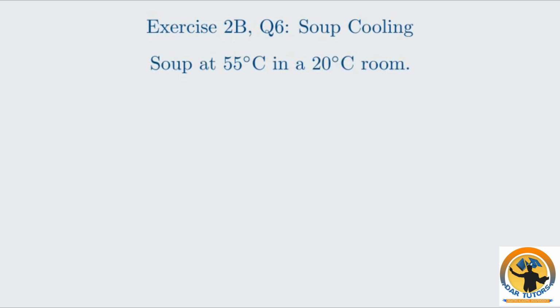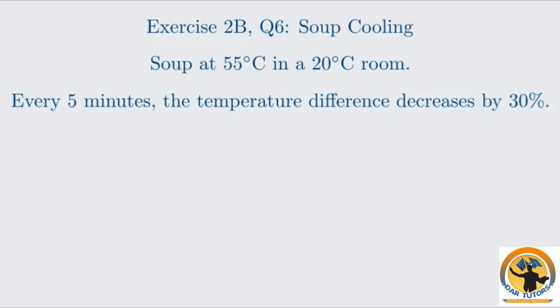Let's try another problem, Exercise 2b, Question 6. This one involves exponential decay with a percentage decrease. A bowl of soup cools in a room at 20 degrees Celsius. Every 5 minutes, the temperature difference between the soup and the room decreases by 30%. The initial soup temperature is 55 degrees. We need to find its temperature after 7 minutes.